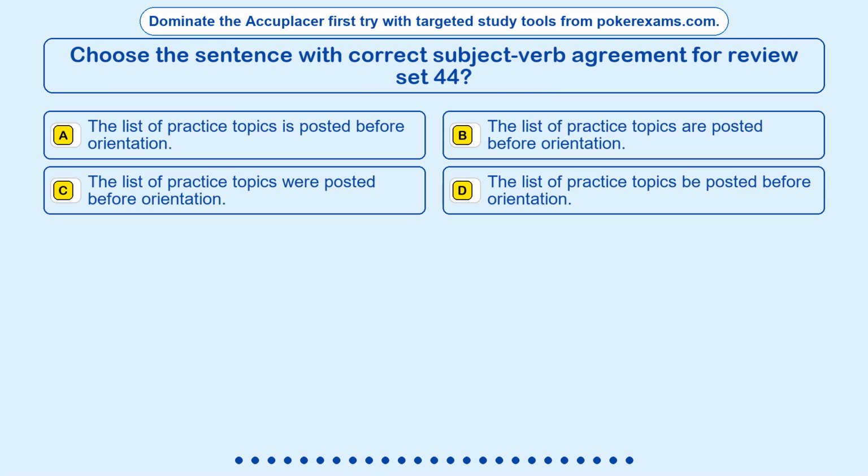Question 18. Choose the sentence with correct subject-verb agreement for review set 44. Option A. The list of practice topics is posted before orientation. Option B. The list of practice topics are posted before orientation. Option C. The list of practice topics were posted before orientation. Option D. The list of practice topics be posted before orientation.